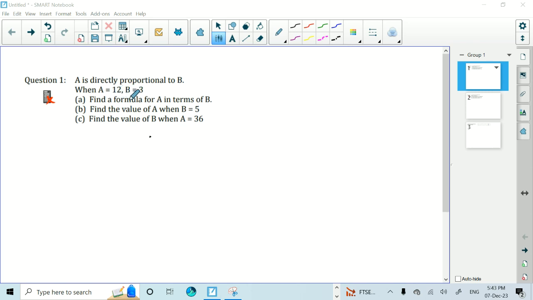A is directly proportional to B. When A is equal to 12, B is equal to 3. A, find a formula for A in terms of B. B, find the value of A when B is equal to 5. And C, find the value of B when A is equal to 36.